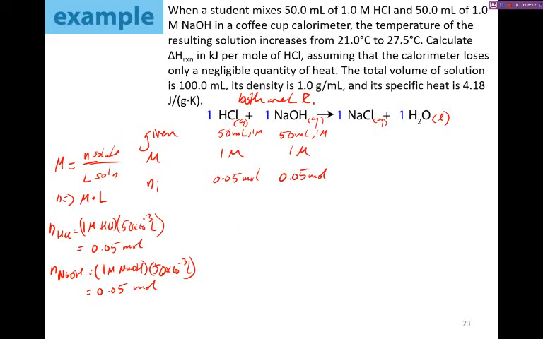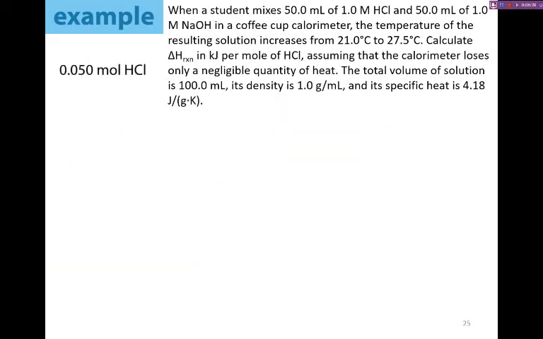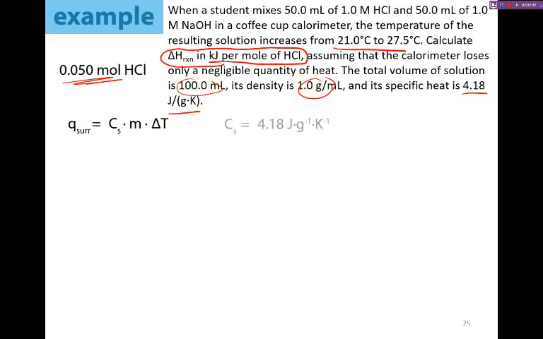Now, knowing that we're talking about the energy per mole of hydrochloric acid, we're going to use the moles of hydrochloric acid. So we need to now calculate the heat that's involved. We know the temperature change. We know the specific heat of the solution. And we know the volume and the density. So the specific heat is provided there. To find the mass, we need to use the volume of the solution times the density of that solution.